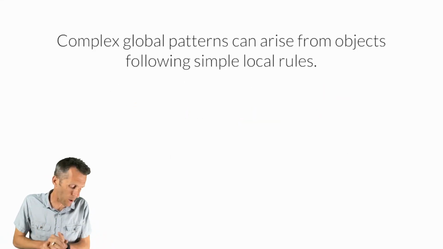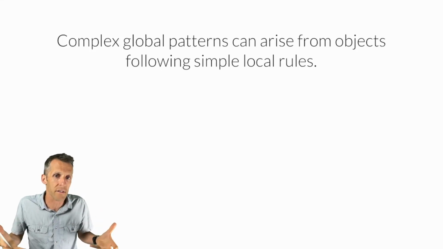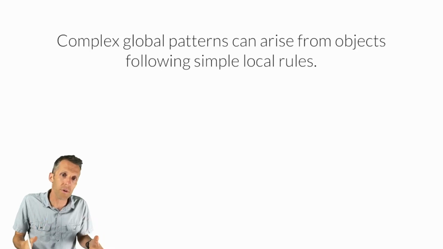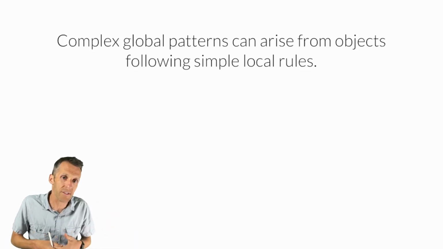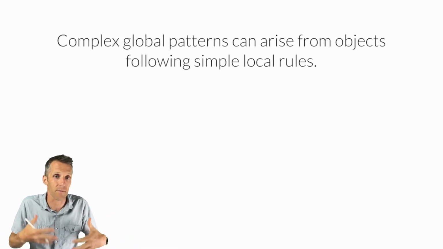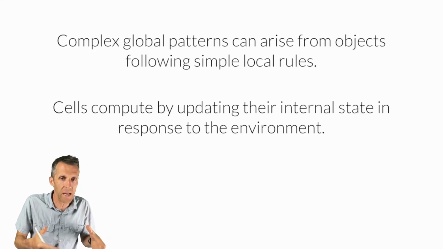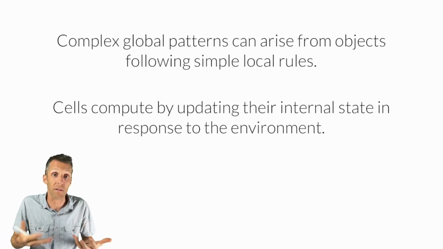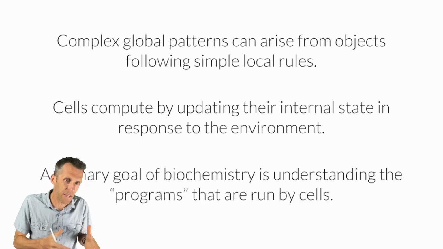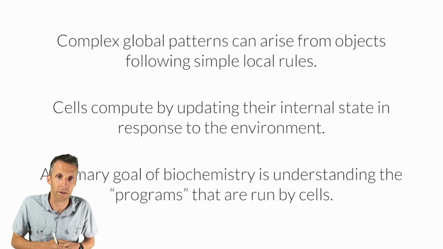All right, so I'm pretty much done here. I want to end summarizing things. The first is this idea that complex global patterns can arise from objects that are following simple local rules. Birds interacting give rise to flocks. Conway's Game of Life, simple rules give rise to these cool patterns. And of course, living cells, molecules interacting give rise to intelligent behavior. Cells compute by updating their internal state, things like concentrations of stuff, their shape, etc., in response to the environment and to a set of rules that they've encoded. And finally, a primary goal of modern biochemistry is trying to understand all of these programs and how they're being run by cells.